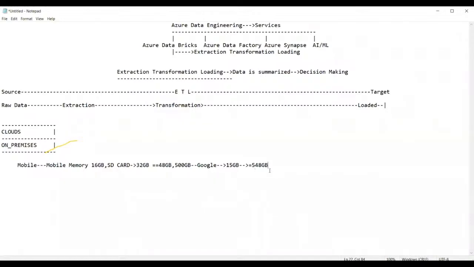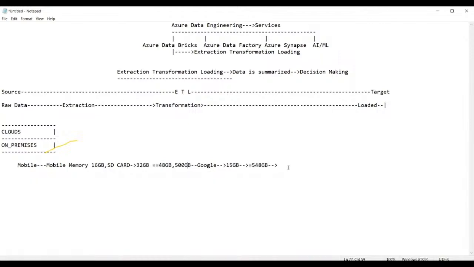Now, one fine day, I lost my mobile phone, guys. That is my query. When I lose my mobile phone, I am not able to trace it. So I have to buy a new mobile phone, and hence I bought a new one. Now, once you bought a new mobile phone, can you recollect this 48 GB? Can you recollect this 500 GB memory or not? 500 GB is possible. 48 GB is not possible.